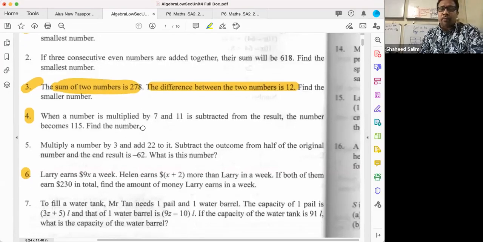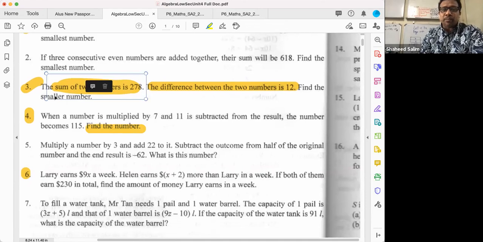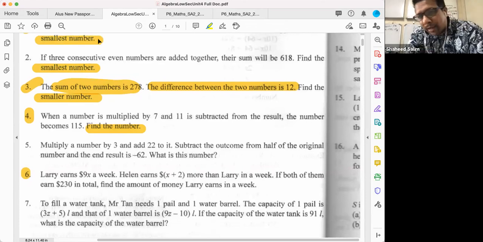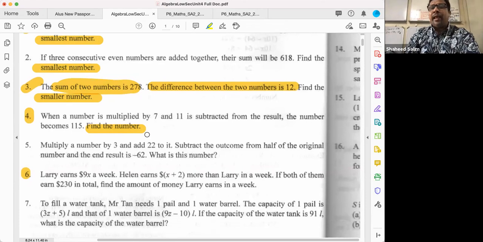So we try now. Let's say this one now. They say find the number. Find the smaller number. Find the smaller number. So I let the smaller number be x. Down here, find the number. I let the number be x. So now you try to form an equation. There's an equation down here. You can see which one is the word equal. Guess which word is equal in this sentence.